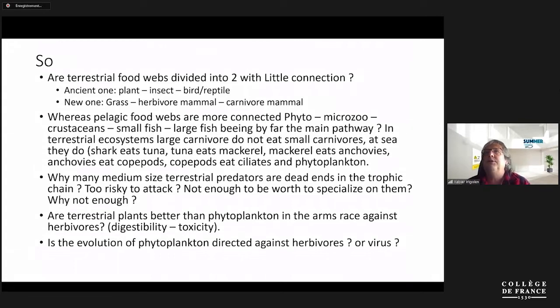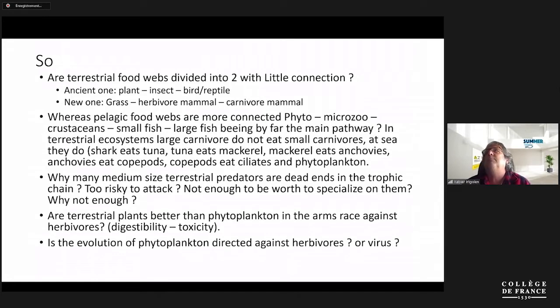And another question is probably whether the plants in the terrestrial ecosystem have evolved and are better at avoiding predation by herbivores, or are less digestible, than phytoplankton in the ocean. And this is something that could be interesting to look at. And actually, this brings up something that has been raised a couple of times already, whether the evolution of phytoplankton is directed against herbivores, which I actually published a paper some time ago suggesting.